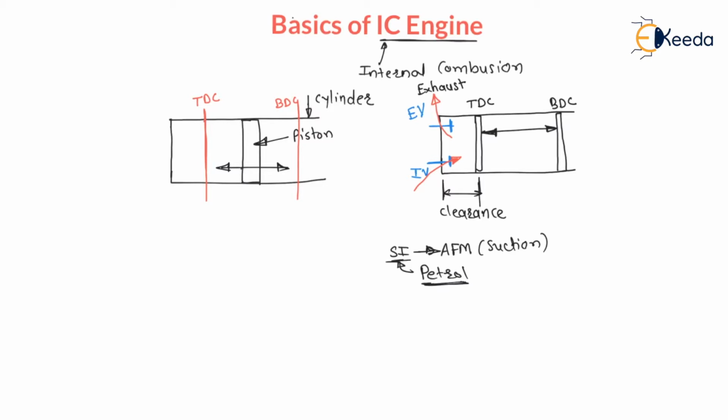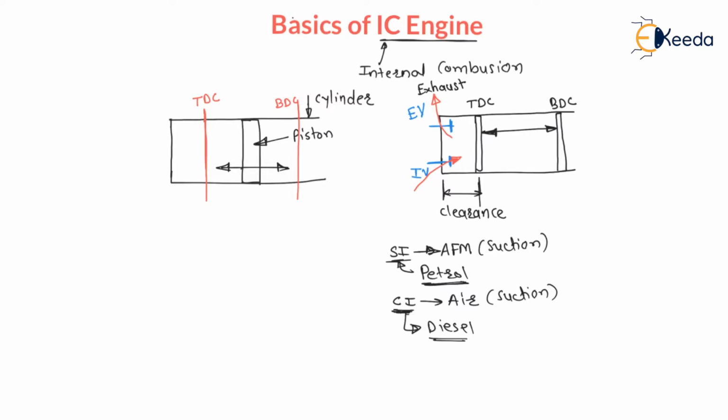And if it is a CI engine, that is compression ignition engine, then only air is taken in during suction stroke. CI engine is also called diesel engine. Diesel is used as a fuel in compression ignition engine, and during suction stroke through the inlet valve only air is taken in. But during exhaust stroke through the exhaust valve exhaust gases will always flow out for both SI and CI engine.